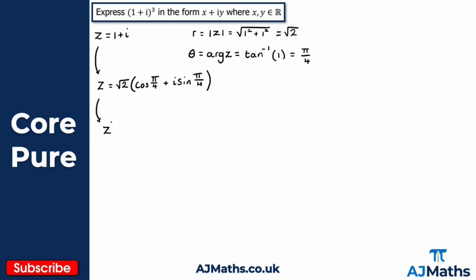To find z cubed, we simply apply de Moivre's theorem. What we get is root 2 to the power of 3. We've got cosine of pi over 4, but remember we multiply this by the power, so that's cosine of pi over 4 times 3, which gives us cosine of 3 pi over 4. Then we get i sine, and again this would be 3 pi over 4.